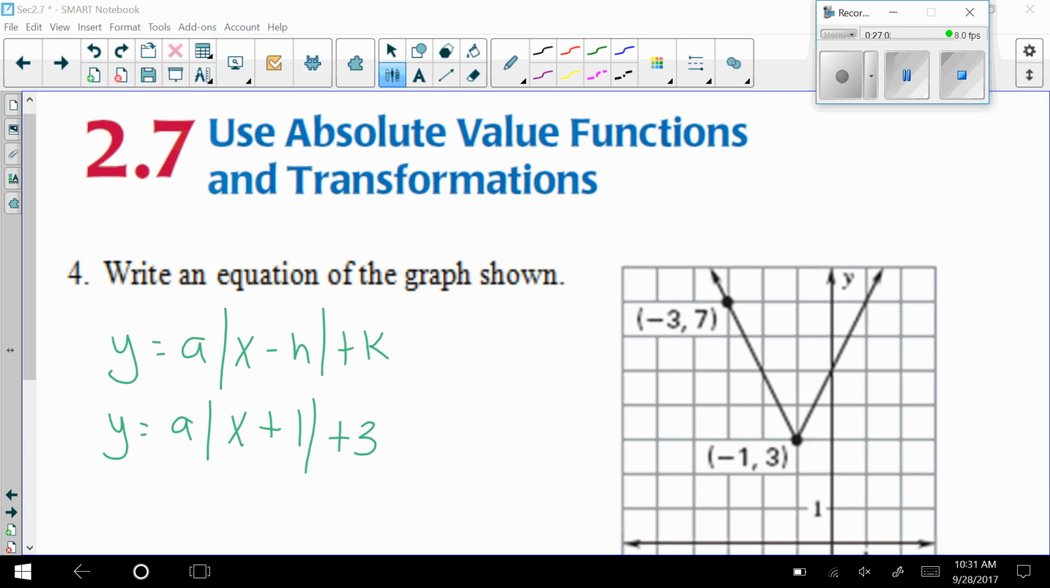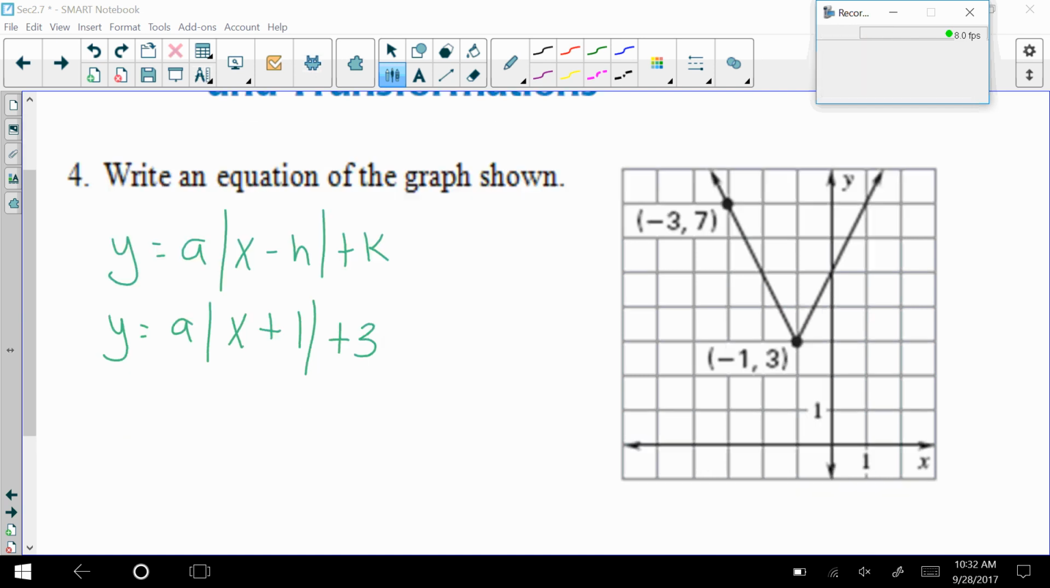So I have y equals a times the absolute value of x plus 1, because it's minus h, so it's plus 1, plus k, which k in this case is positive. So I have plus 3. And next I want to identify my a, which I can look at the slope of both of those lines independently, both of those lines that are reflected over the x equals -1 line.